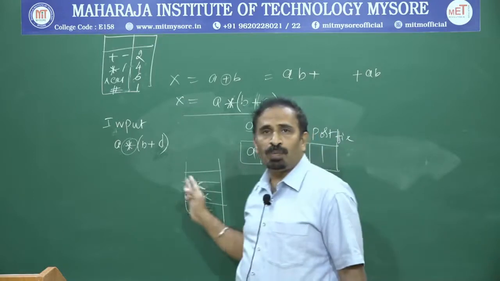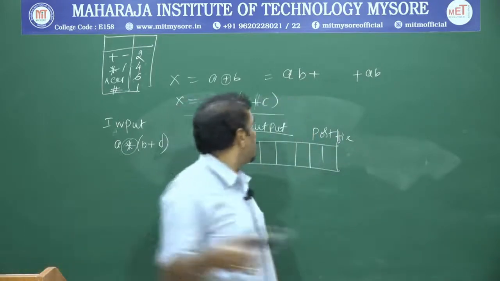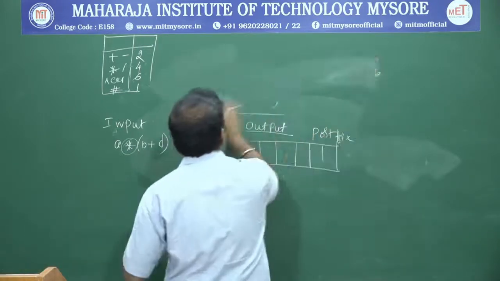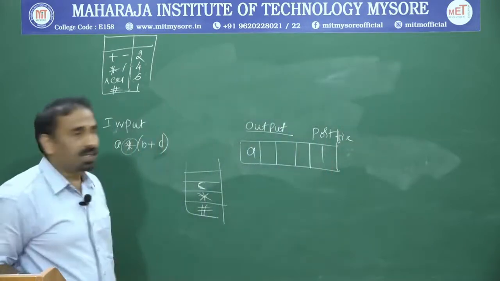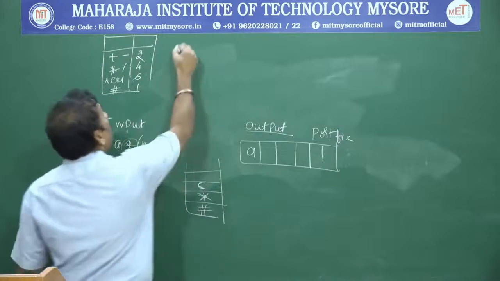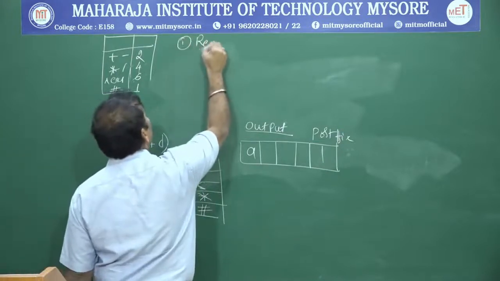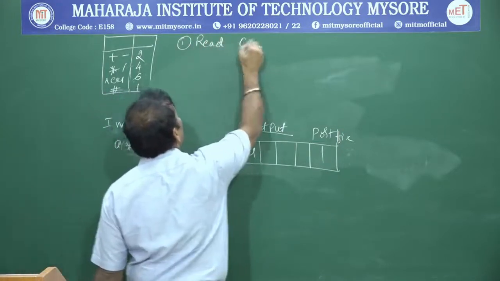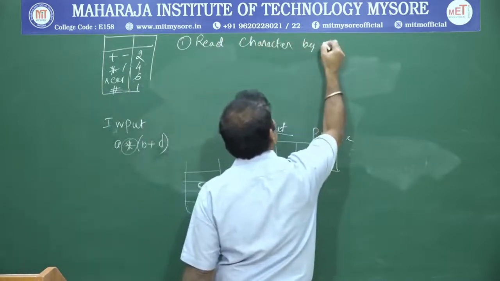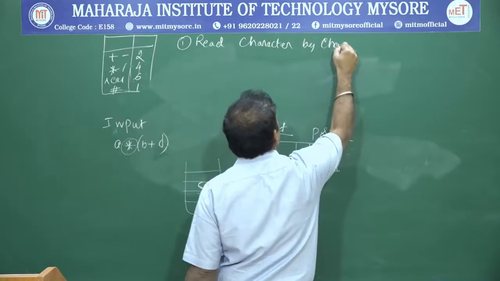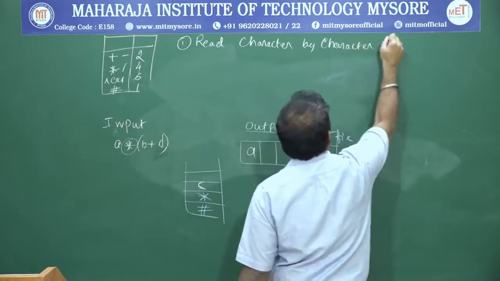From input to output, I will now write in a very simple way what activities you are supposed to carry out. I will write it on the board so you can understand. Step 1: read character by character from input.